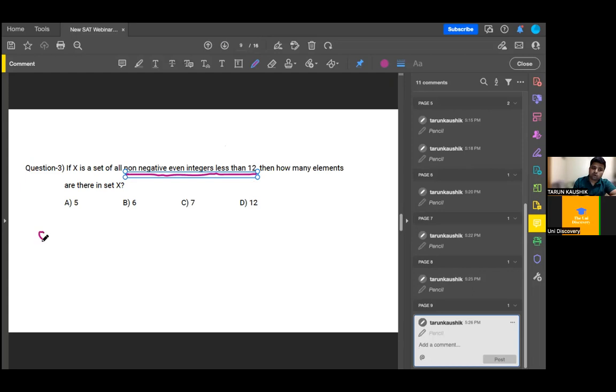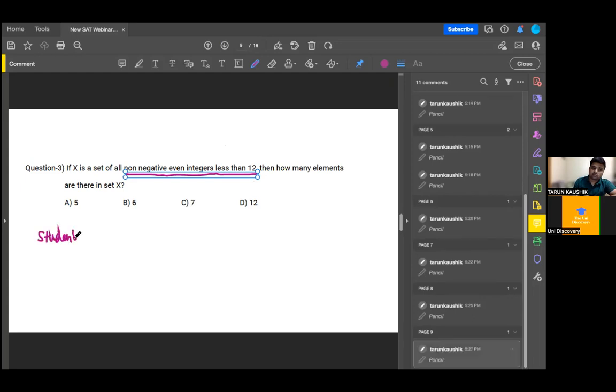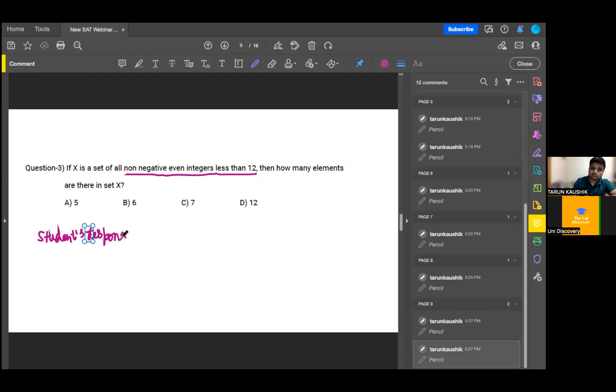Again, the most common approach, or the student's response for this question, is I need to focus on the values which are less than 12. Let's write them down backwards. I cannot include 12. So the first element looking backward will be 10, then 8, then 6, then 4, then 2. If I start counting them, I can see there are 5 elements in the set. And again, I come up with option A as my answer.